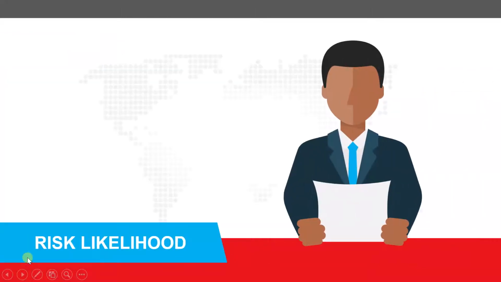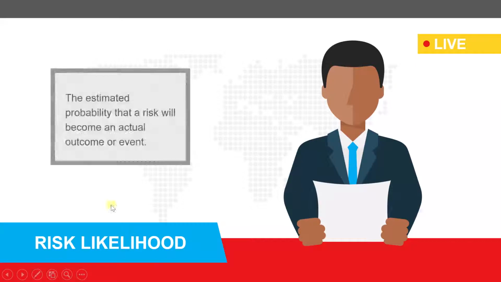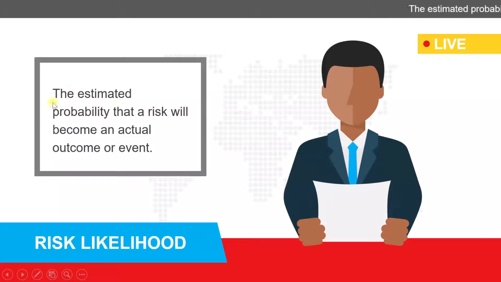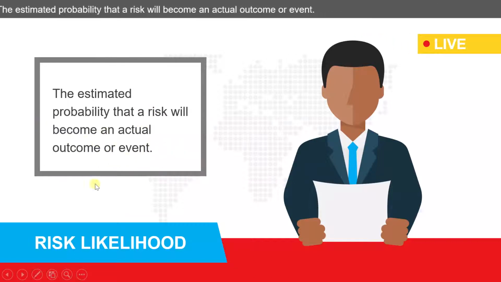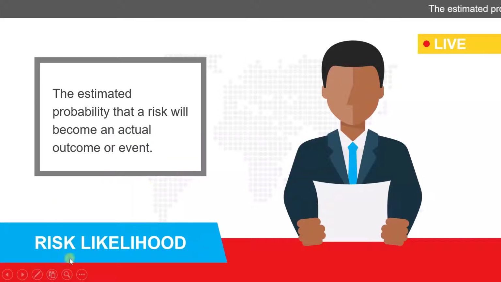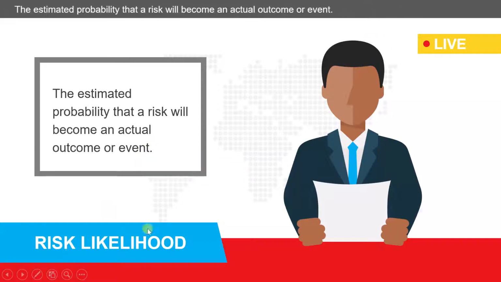So now let's discuss risk likelihood. The estimated probability that a risk will become an actual outcome or event. So it is the probability that whatever risk we have identified will occur in the real-time environment, and it is called risk likelihood. So now you have understood what risk impact is and what risk likelihood is.